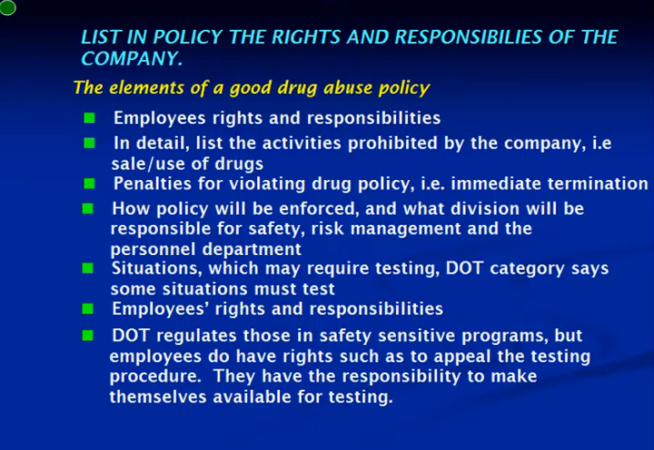List in policy the rights and responsibilities of the company. The elements of a good drug abuse policy. Employees' rights and responsibilities. In detail, list the activities prohibited by the company. In other words, the sale and use of drugs. Penalties for violating drug policy. In other words, immediate termination. How policy will be enforced, and what division will be responsible for safety, risk management, and the personnel department.